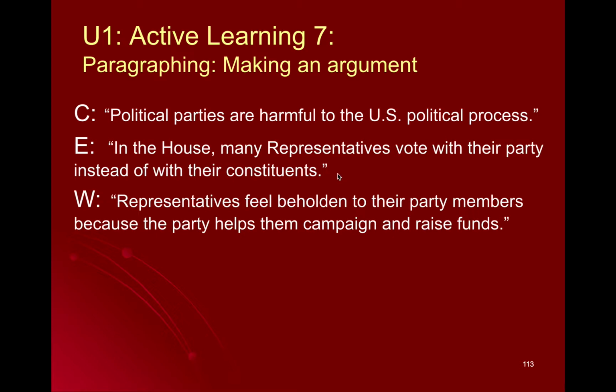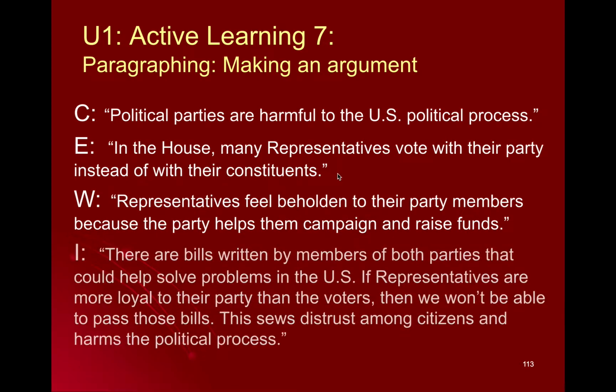So now we want to go on and further that argument with an impact. Why is this important? Well, there are bills written by members of both parties that could help solve problems in the United States. If representatives are more loyal to their party than to voters, then we won't be able to pass those bills. This sows distrust among citizens and harms the political process.